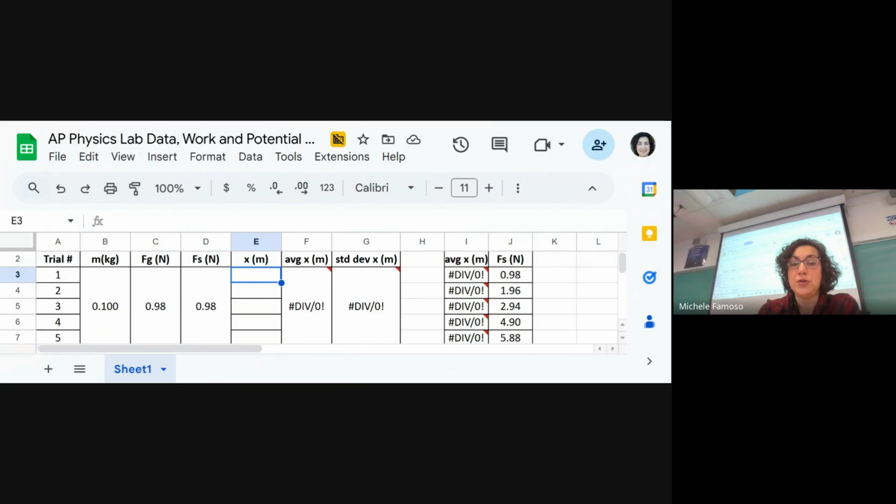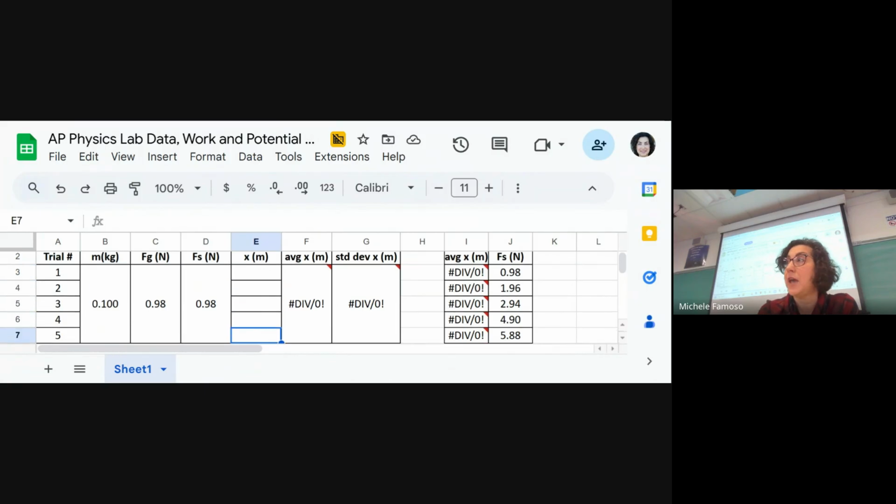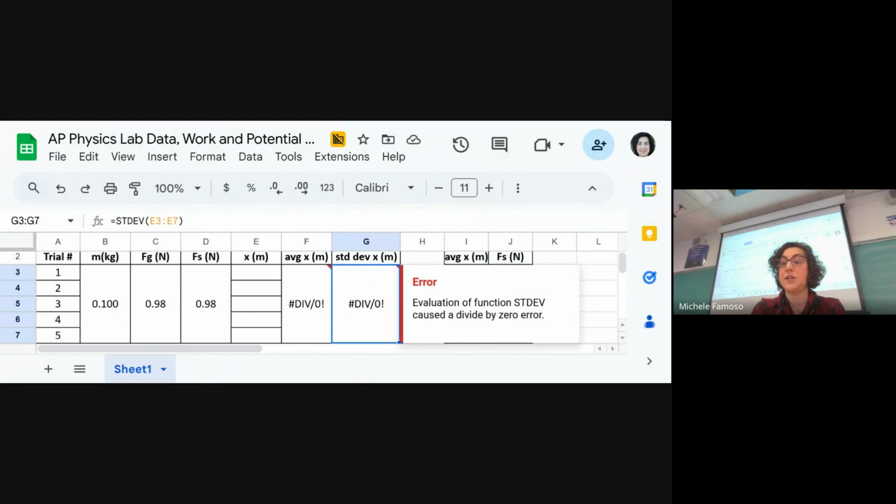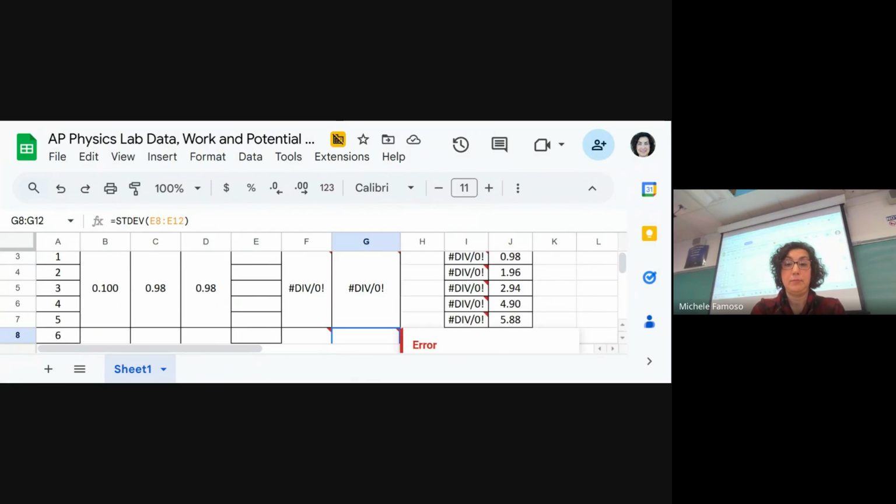What you need to do 5 times for that mass is determine how far the spring stretches. So you're going to put the mass on it, let it get to equilibrium, and get a measurement. How far did it stretch? Not its total length. I want to know the change in the spring length from nothing on it to putting 0.1 kilograms on it. Then it's going to automatically give you the average and the standard deviation. Thank you, Ms. Famosa. We don't have to do any calculations this part of the lab.